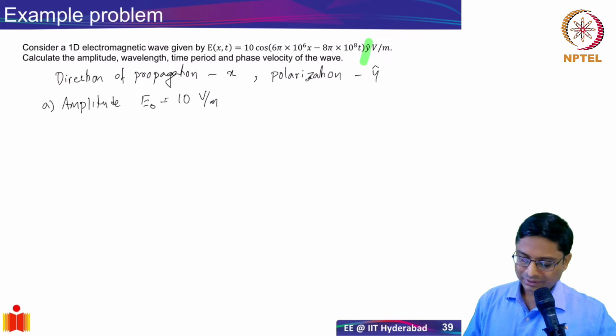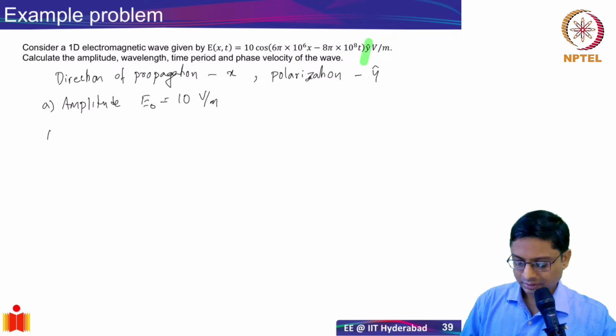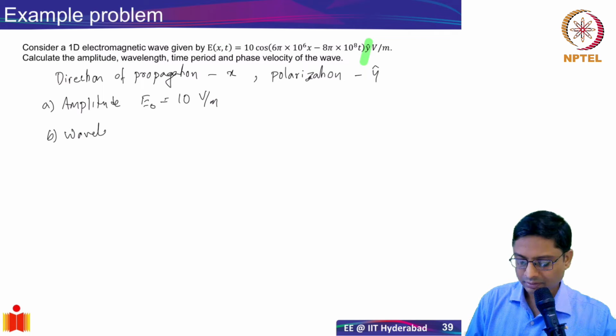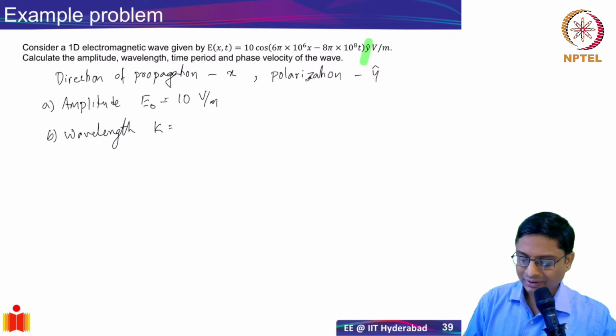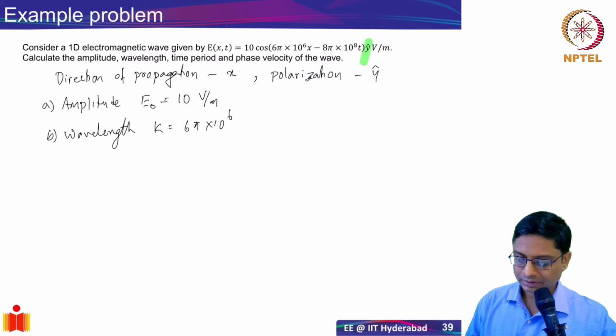And what is the wavelength? There are multiple ways of calculating it. If you know the speed, then you can calculate from the frequency. But in this case, we are anyway given k. So my k is given as 6 pi into 10 power 6, and that k we said is 2 pi by lambda in the medium.